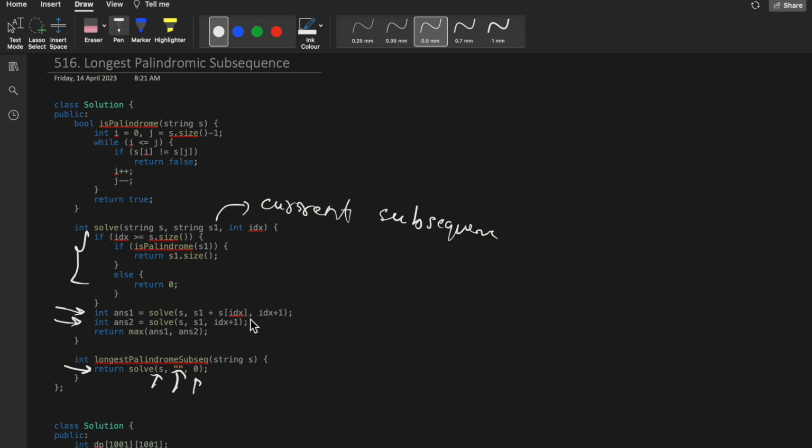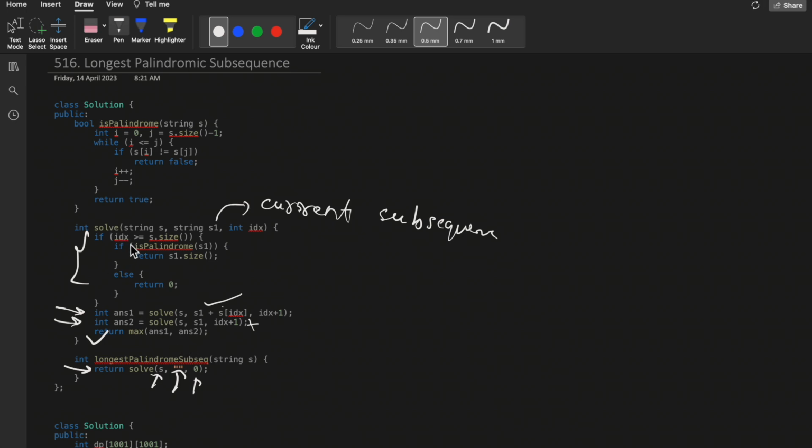One choice is to include the current character that is present at the index in the current subsequence, and another choice is not to include it. If you include it, then add the current character in the current subsequence and move ahead. If you don't include it, then simply don't add and move ahead. Both choices will result in some answer, and that's why we store them in answer 1 and answer 2, and at the end we return the maximum of both the answers.